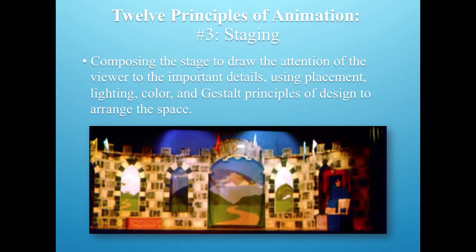Now staging is when you compose your stage to draw attention to important details, and you want to use placement, lighting, color, and gestalt, or any other principle of design and composition to arrange your space so that the eye is drawn to the correct location where the action is about to occur, or where something important is located. So you have to make sure that you pay attention to the way that you lay out your space, because that's going to determine how people read your message.